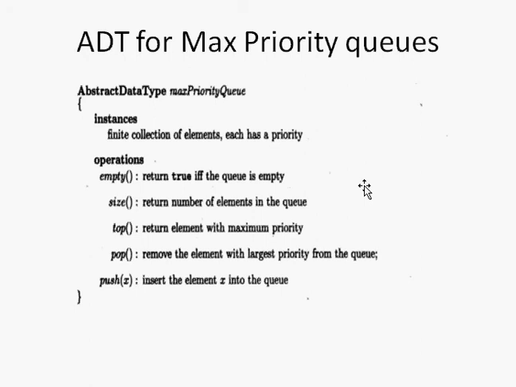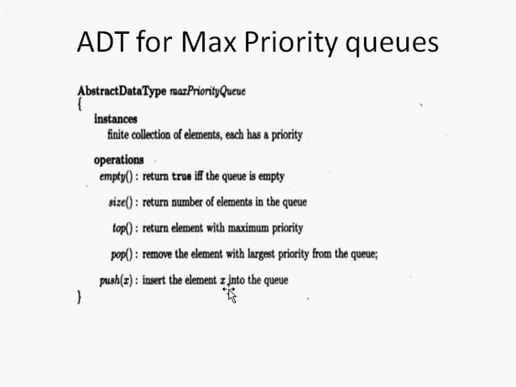Similarly, the size method returns the total number of elements present in your queue. Top returns the element with the maximum priority, since it is meant for a max priority queue, and pop removes the element with the maximum priority. Finally, push is used to insert an element into the queue, and where it has to be inserted depends on the elements in the queue.